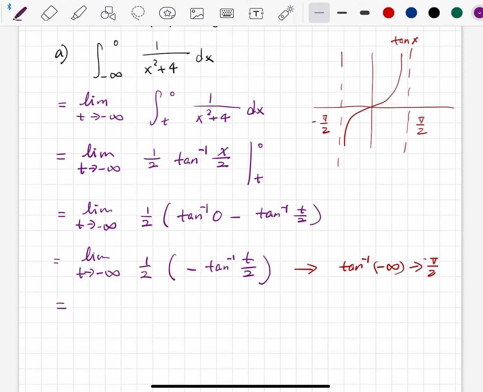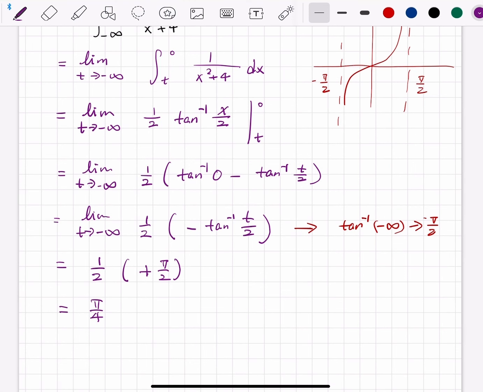Then applying it back here, 1/2 multiplied by the negative of negative pi over 2, we end up with pi over 4. That means this is convergent, and the integral converges to pi over 4.